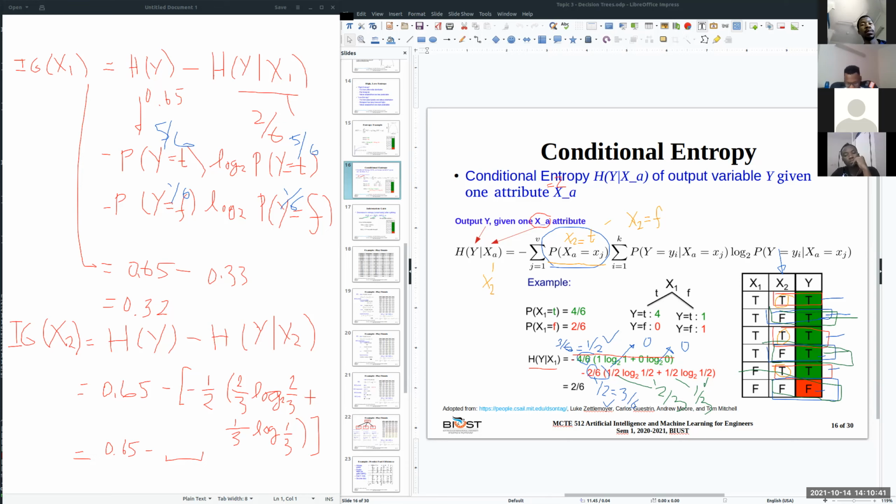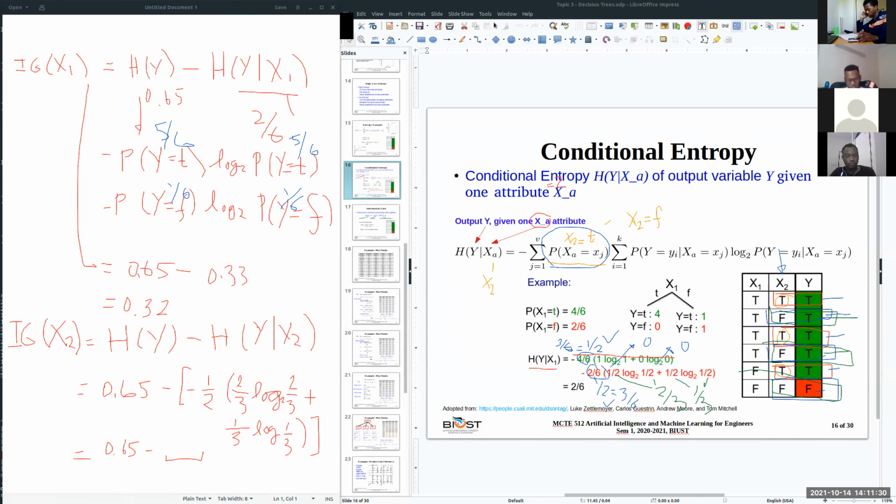So 0.5 times log 2 of 0.5, plus, no, this is 2/3. It's not 0.5. 0.5 times 2 over 3 times log 2 of 2 over 3, plus now you have 1/3 times log 2 of 1/3. Okay, so this is minus 0.46.